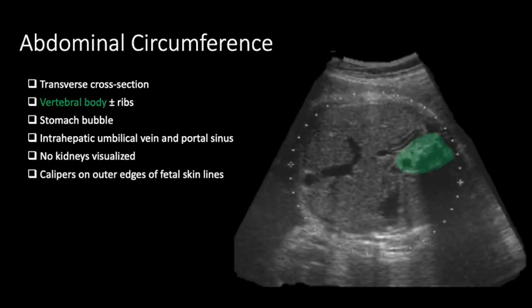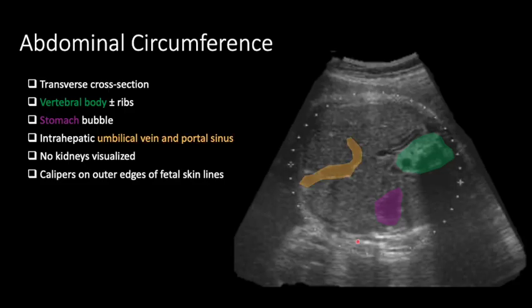And we know that's the vertebral body because it's hyperechoic and it has posterior shadowing underneath it right here. So we can see that to the right. And then next we're looking for the stomach bubble, which is right here, highlighted in purple now. And the intrahepatic umbilical vein, which is running inside the liver, which we can see takes up the majority of the fetal abdomen.